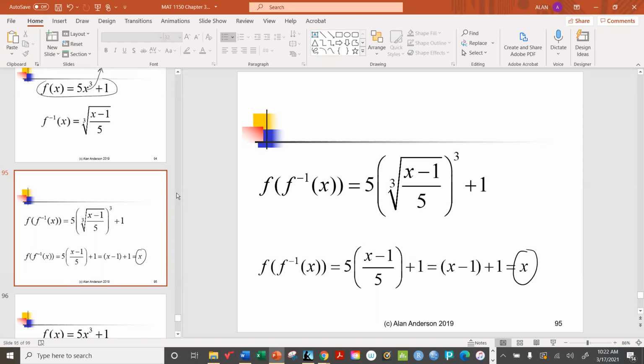So we proved one of the two things that we need to prove to show that we did, in fact, find the correct inverse. Now we need to go to the second step. So this time we need f inverse of f of x to be equal to x. All right, so let's show that on the next slide. Are we ready?